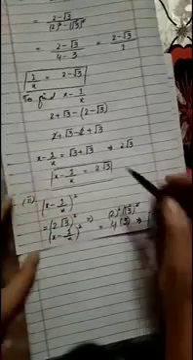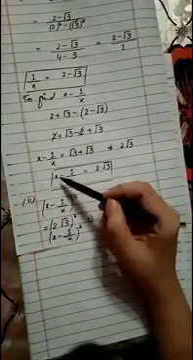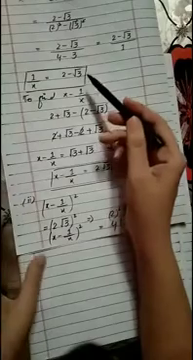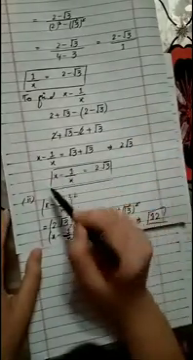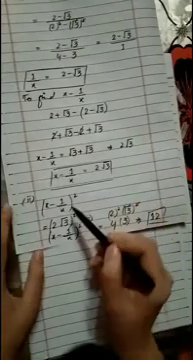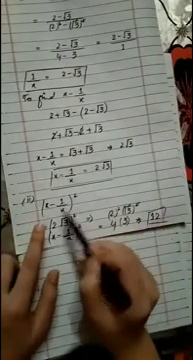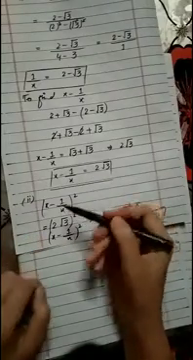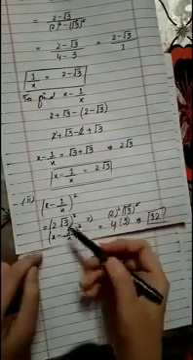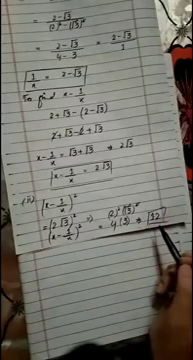Clear? It's very easy, students. As x was given, 1 by x we have found. Place these values. x minus 1 by x is found, as it was given to find. Now it was also given to find x minus 1 by x whole square. Once the value is found, we can place the value and take the square, and we got 12 as its answer.